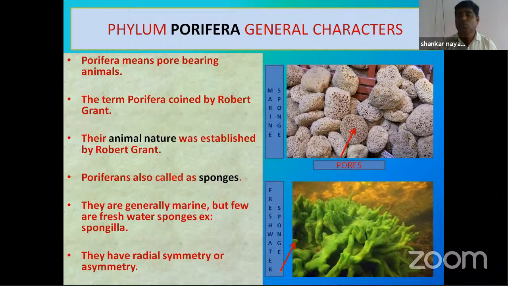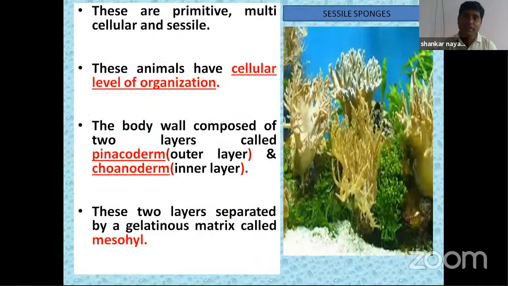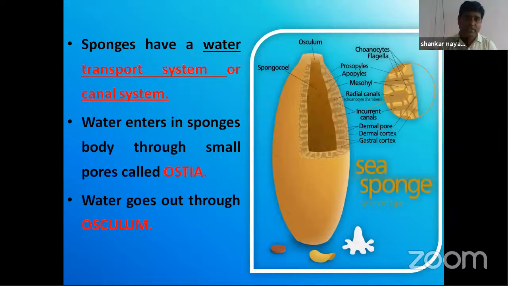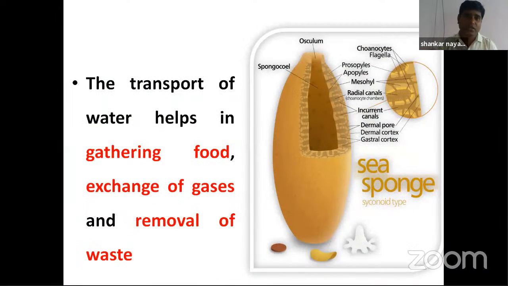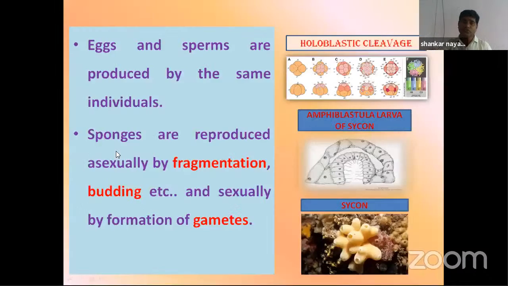Through the ostia, water enters inside their body. Through the osculum, water goes out from their body. And canal systems are found in these animals. That canal system plays an important role in gathering food, exchanging gases, and removal of waste. Holozoic nutrition is there, intracellular digestion is there. Histiocytes reserve the food.